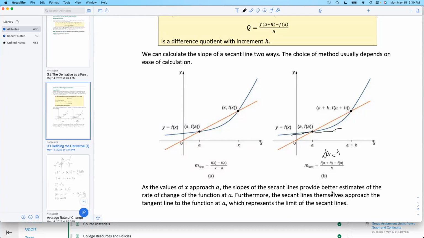Now, alternatively, we could just say, oh, we got 2 points, X and A, and I'll write my average rate of change like this, and then I'll take the limit as X approaches A. So we'll have 2 different ways of writing up the derivative. They're completely equivalent. I prefer this way, but we'll do some both ways.